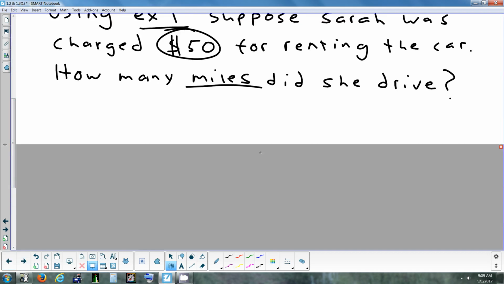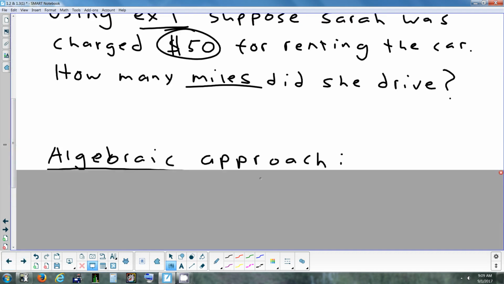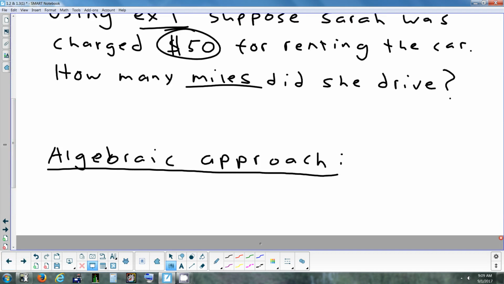All right, and the way we're going to do this one, we're going to do it two different ways. I'm going to show you how to do it algebraically, which is kind of what Abby was just saying, plug in for y. So let's do that first. Y equals 0.20x plus 15.